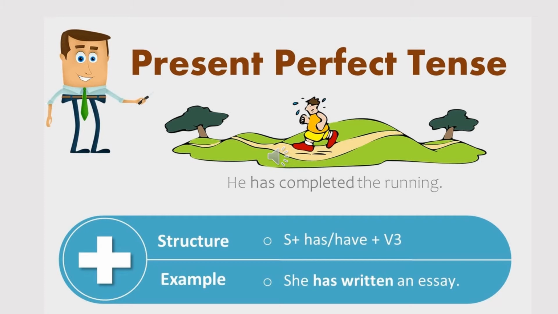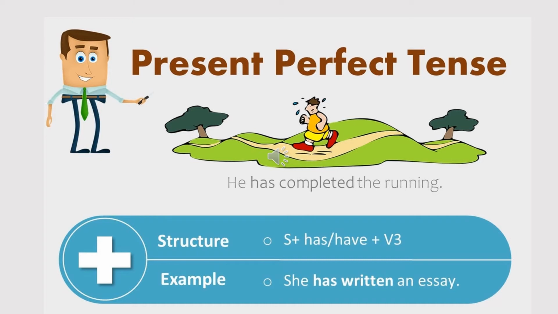Children, let us know about present perfect tense. Now you can see a picture where he has completed the running. Then, how to make the sentence in present perfect tense? He has completed the running. Let us go to the structure of present perfect tense. Subject comes first, then has or have plus past participle.